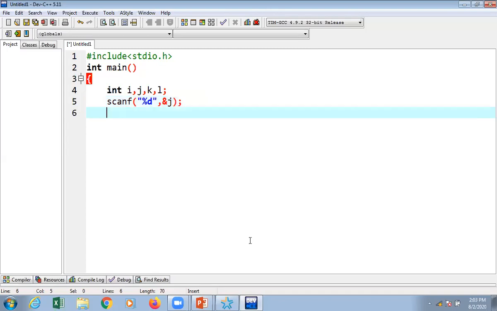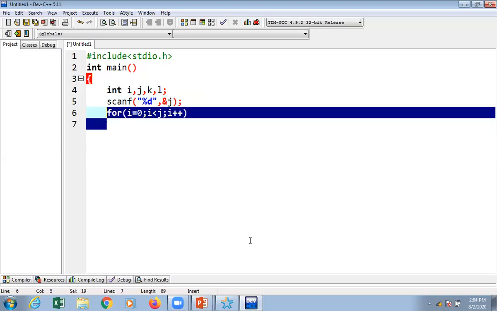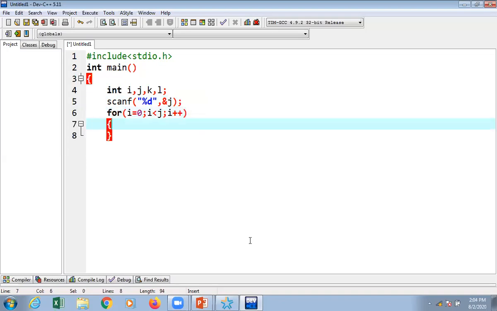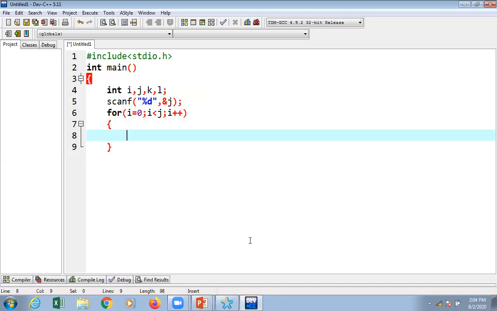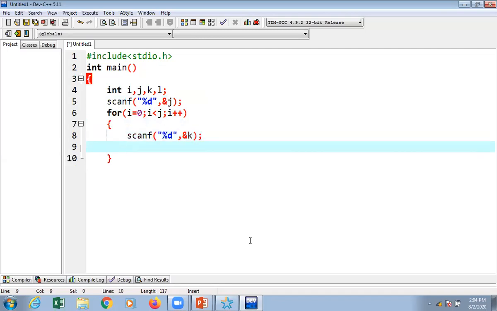Then I'll be starting with 0. I'll be running it till the total number of test cases are over. And after that, I'll have to take the input for the seat number. This k will be the seat number.